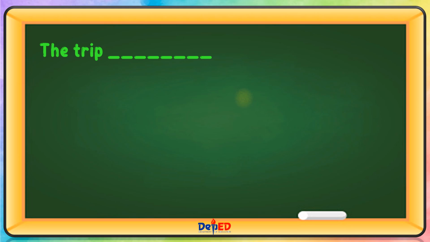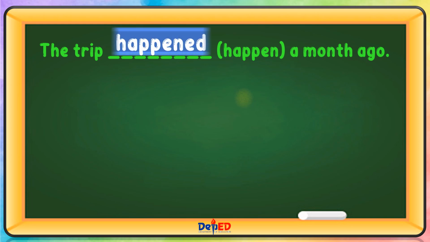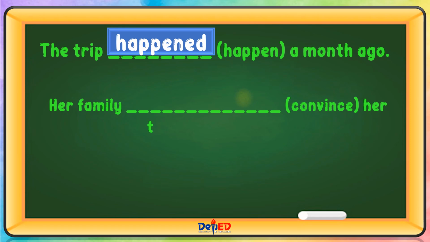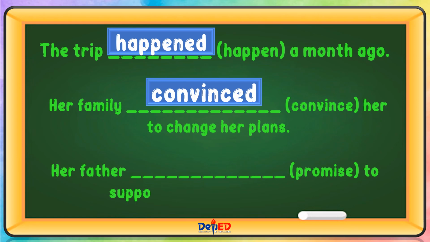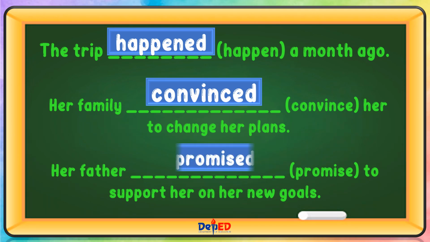The trip blank a month ago. The answer is happened. Her family blank her to change her plans. The answer is convinced. Her father blank promised to support her on her new goals. The answer is promised.